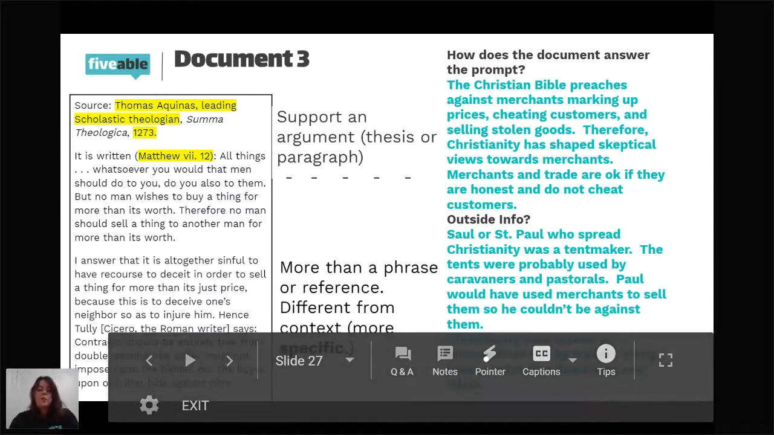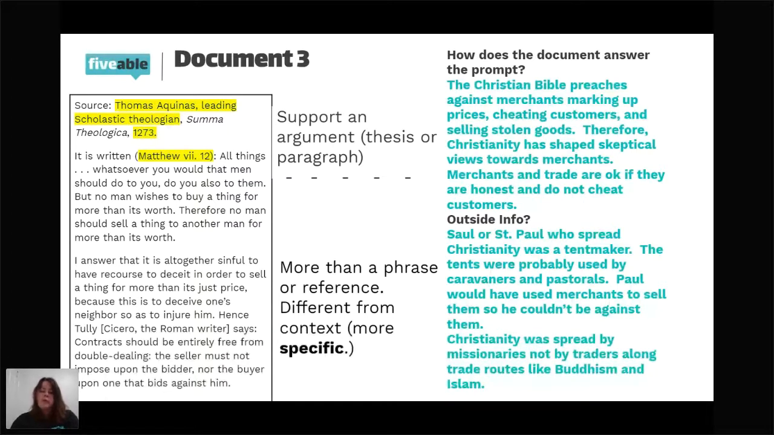Excuse me. So I don't know. I don't feel real comfortable doing the outside information with this document, but maybe you could do something on the bottom. Christianity was spread by missionaries, not by traders along trade routes like Buddhism and Islam. But I would probably leave it out for that one. Okay, that was a little tricky.